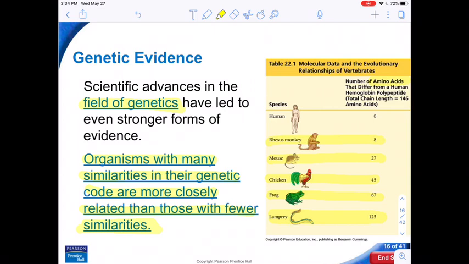So counting up the number of differences, which would be caused by mutations, gives us an idea of how long these living things have been evolving separately from one another. And that's it for the evidence.